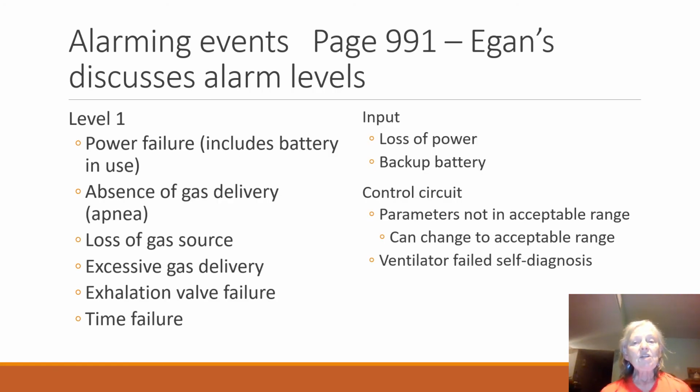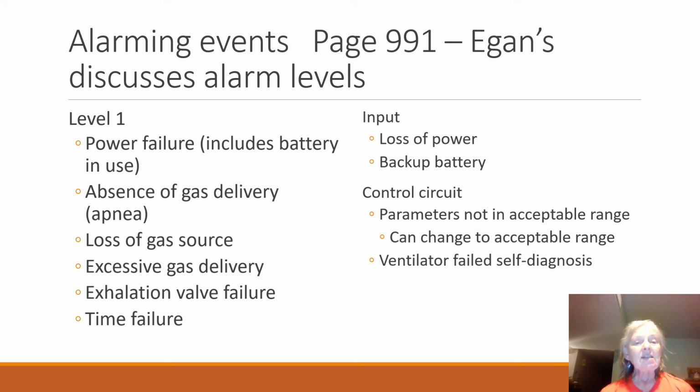So if you look on page 991 in Egan's, he discusses all the different alarm levels and talks about 1, 2, 3, and 4. But I'm going to go a little bit over level 1. So what are some of the level 1 alarms? Power failure. This includes your battery backup. Remember, batteries only back up when you have them plugged in. If you hear your vents going off, you need to go in there and check them out. If your lights are flickering, that's a really good reason to go check your vents also.